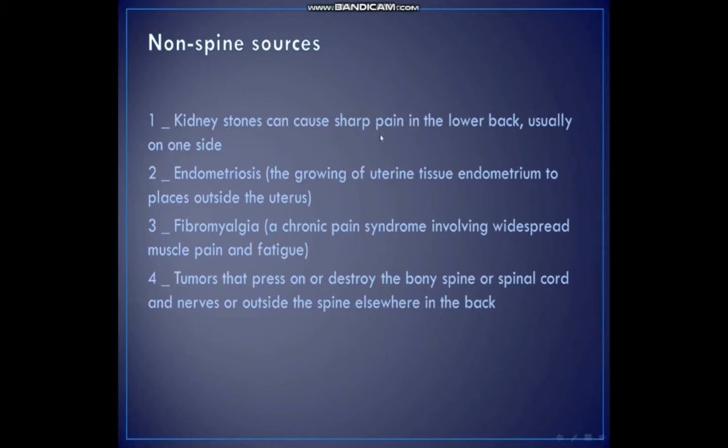A kidney stone can cause sharp pain in the lower back, usually on one side. The second one, we have endometriosis, the growth of uterine tissue in females. The endometrium is the layer of tissue covering the uterus. This endometrium grows in places outside of the uterus. It should grow inside, but it grows outside, so they will have pain in their back. Fibromyalgia is a chronic pain syndrome involving widespread muscle pain and fatigue. Tumors press on or destroy the bone of the spine or spinal cord and nerves, or occur outside the spinal column elsewhere in the back.